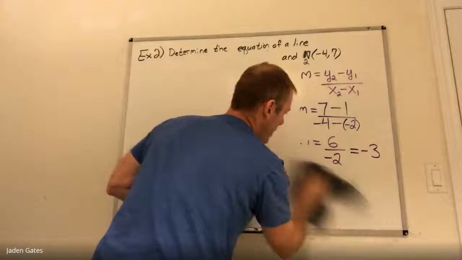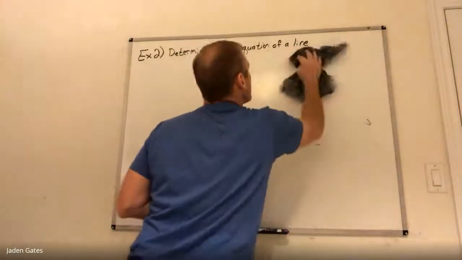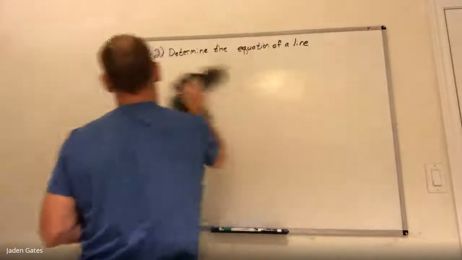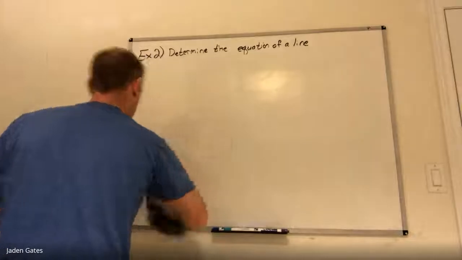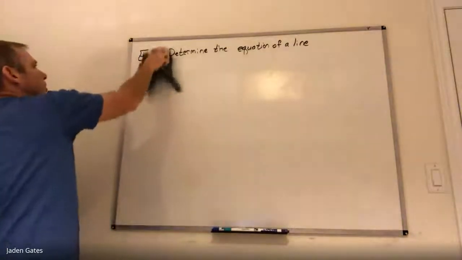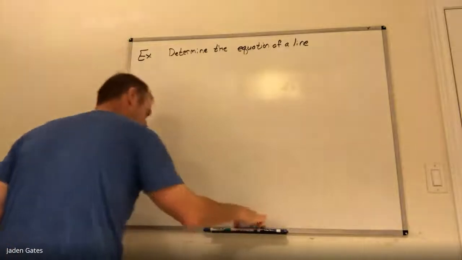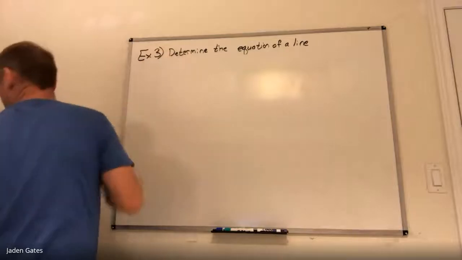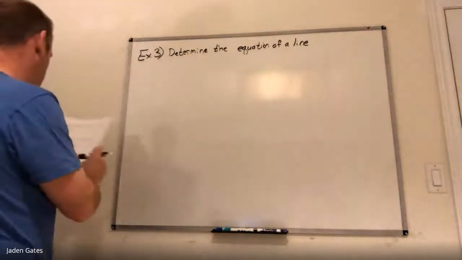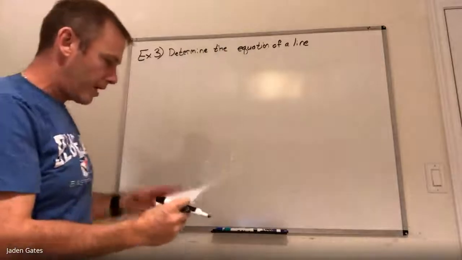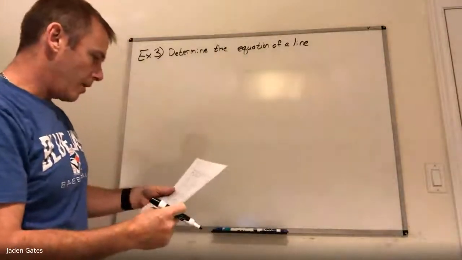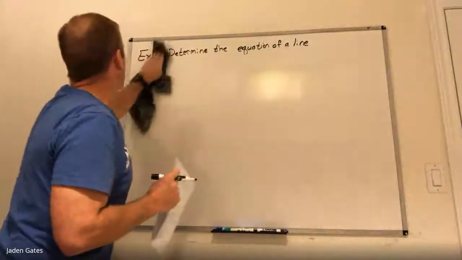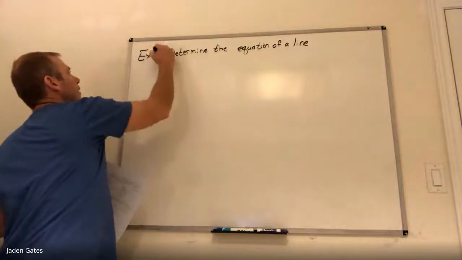All right, so example 3. Let's see what information I have now. All right, so it always says determine the equation of a line. We got determine the equation of a line that passes through. Oh, I'm not going to do example 3 because it was just like example 2. Let's do example 4 though. We're going to do example 4 because it's a little bit different.